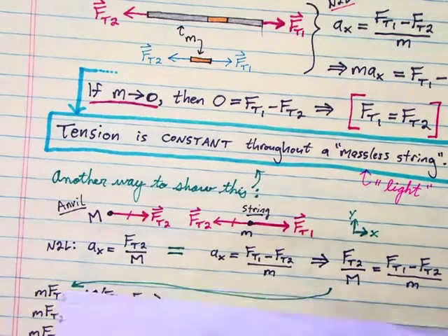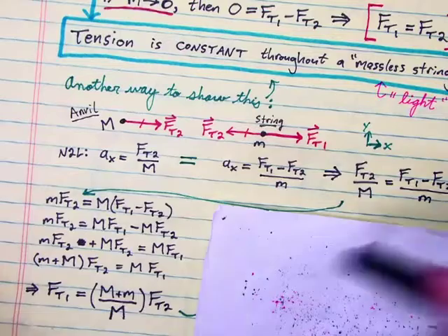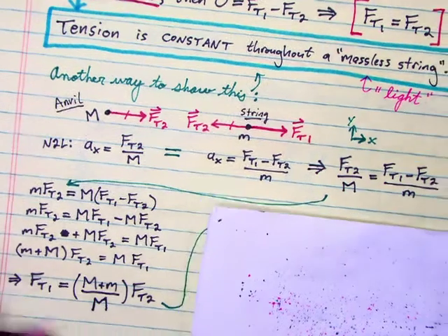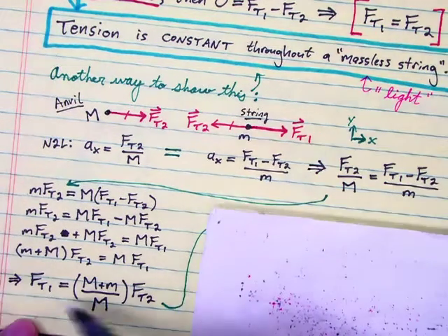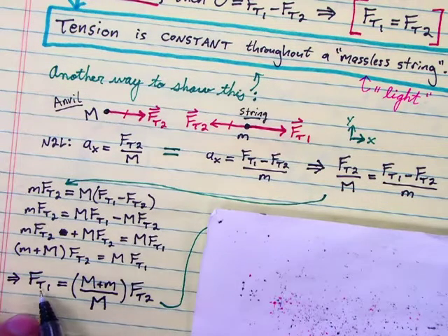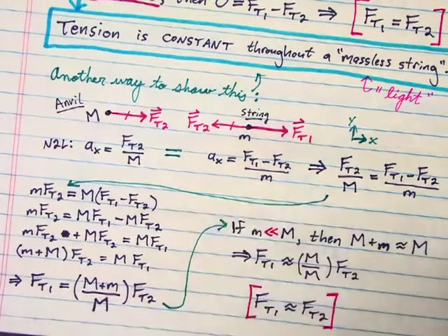At this point, I recommend you pause the video and look through my lines of algebra here as I go step by step to rearrange this expression into this one, where now we're showing how the tension on the right of the string is related to the tension on the left of the string. Here's this proportionality constant, this combination of masses.